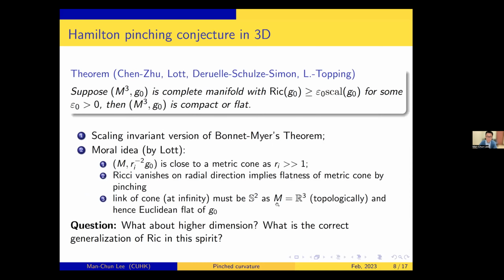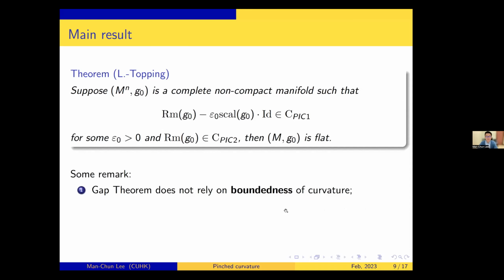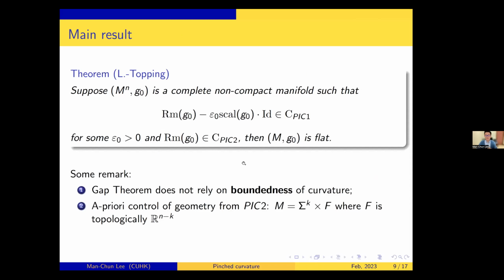You can see that actually the topological type is very important here. It's very important to classify the end at infinity. This is a result by Shen and Yau because of the Ricci curvature condition. And in higher dimension, we have no idea what is the correct generalization of the Shen and Yau result.